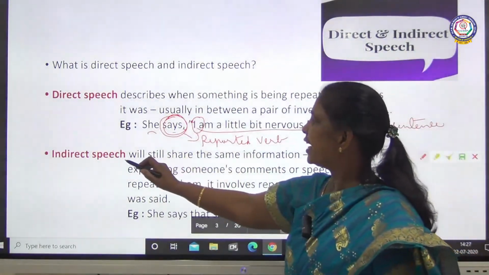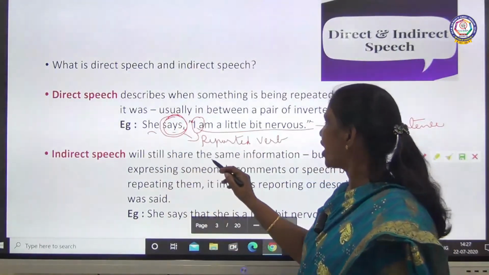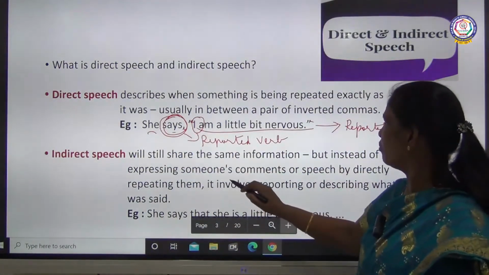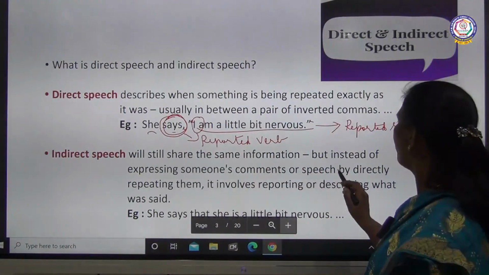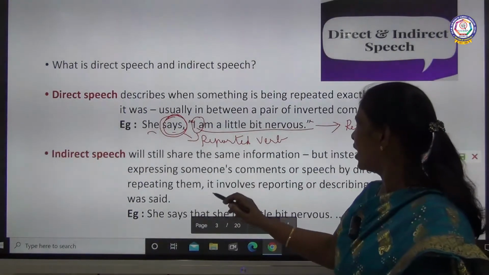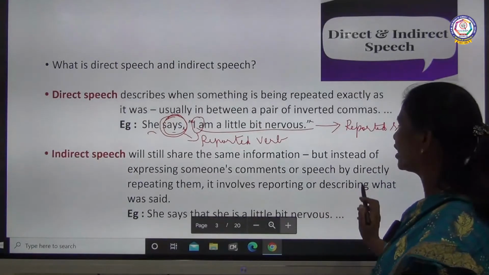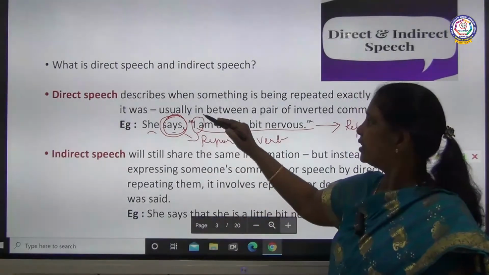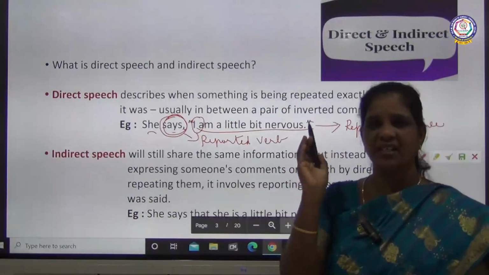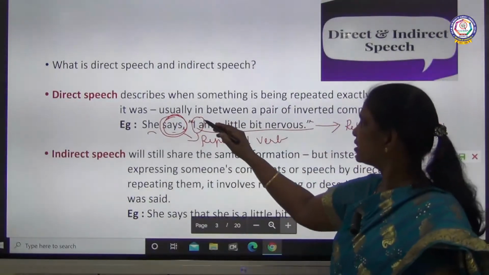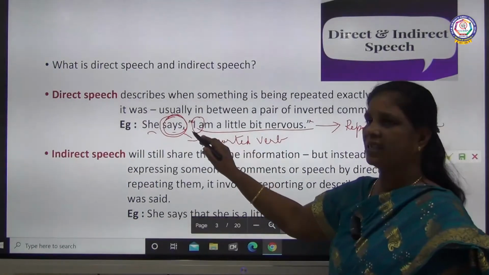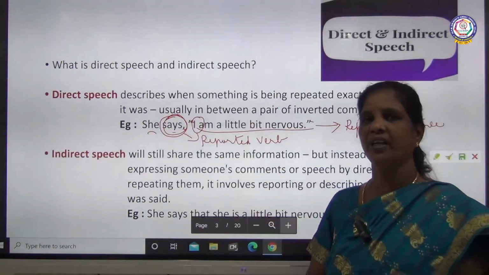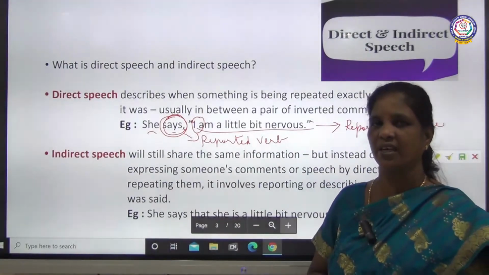Okay. Indirect speech will still share the same information, but instead of expressing someone's comments or speech by directly repeating them, it involves reporting or describing what was said. So it is clear? Here somebody is saying something straight to the person, but this reported part is said by somebody else. What they commented, they are just reporting to you. It's clear to you. So there must be some changes taking place.